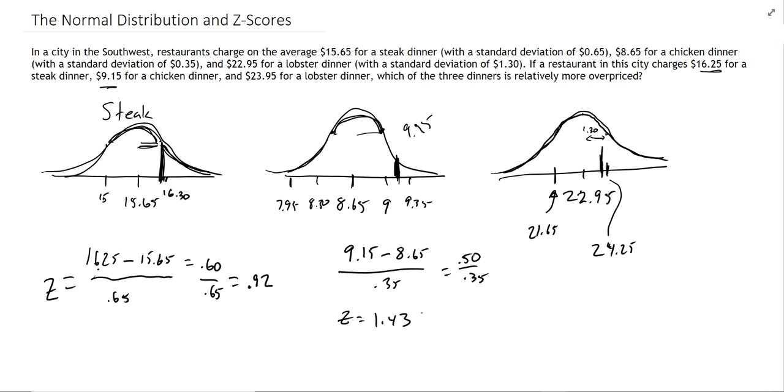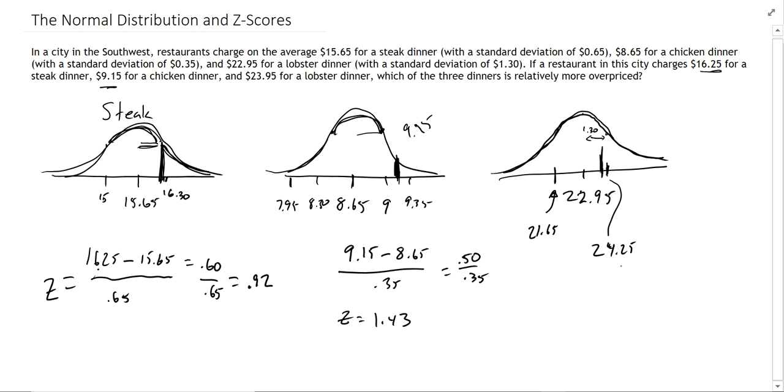So our chicken is almost a standard deviation and a half above the mean, and that's what the z-score does. It tells you how far it is in terms of standard deviations. So this is 1.43 standard deviations above the mean.